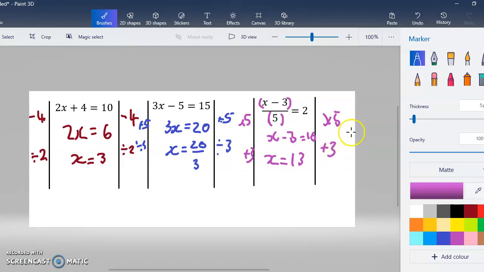Okay. Now, there's a worksheet called Solving Linear Equations. It's got 1 star, 2 star, 3 star, 4 star, 5 star questions. I highly recommend you go through those. My model solutions are on the Google Classroom as well.